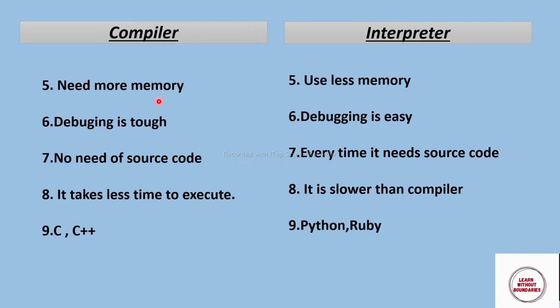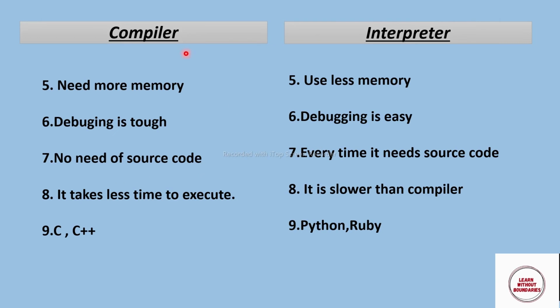The compiler needs more memory compared to the interpreter, because it is creating a separate file for the object code. But in the interpreter we are not creating a separate file for the object code, so it uses less memory. Debugging is tough in the compiler, because we take the whole code at the same time, translate it, and at the end we get the list of all errors and warnings. So debugging is tough, but in the interpreter we execute line by line, so debugging is easy.